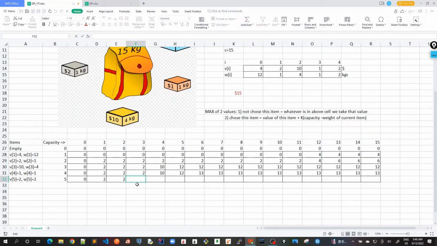Now let's go with the last item. I already pre-filled all those values with the formula as we discussed here. Now for this cell, the capacity is 3 kg. We get the maximum value of 2 here. If we don't include this item, the 5th item, or it would be the value of this 5th item plus whatever we have for the weight, 3 minus 2 is 1. So this cell, 2 plus 2, 4. That's why it should be 4 here.